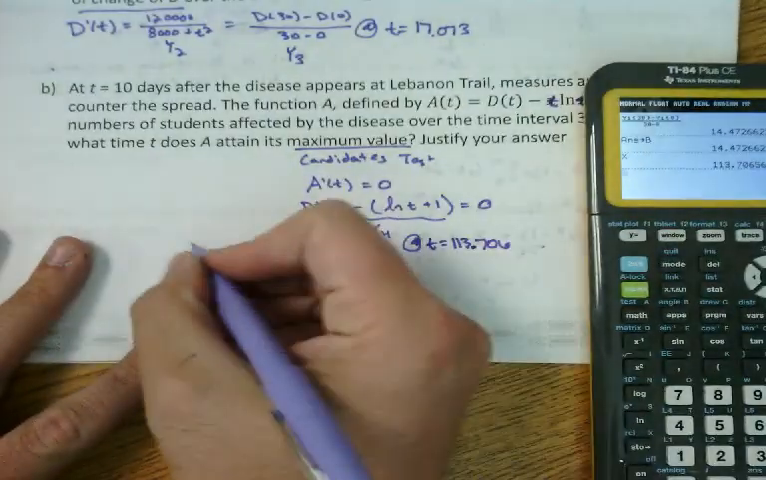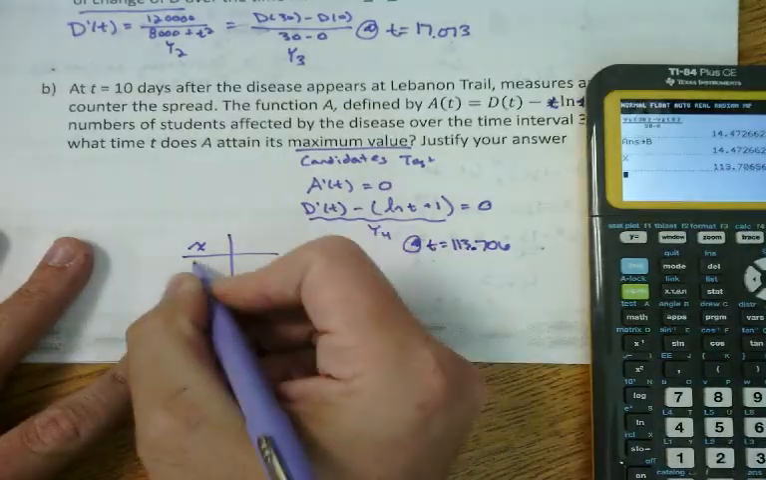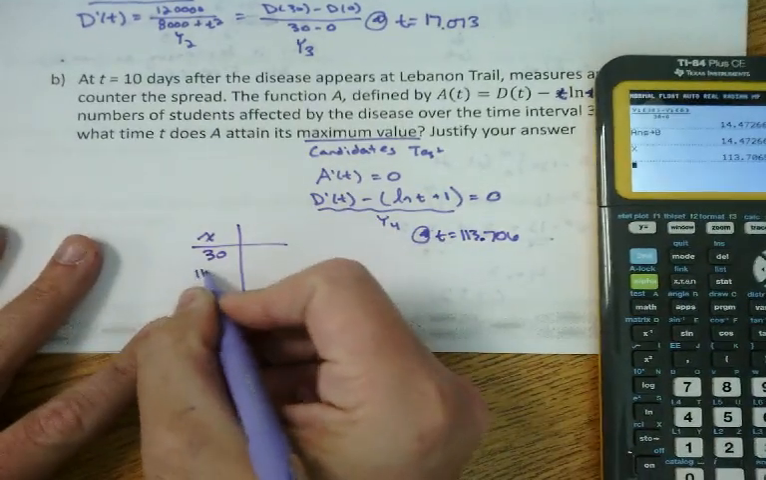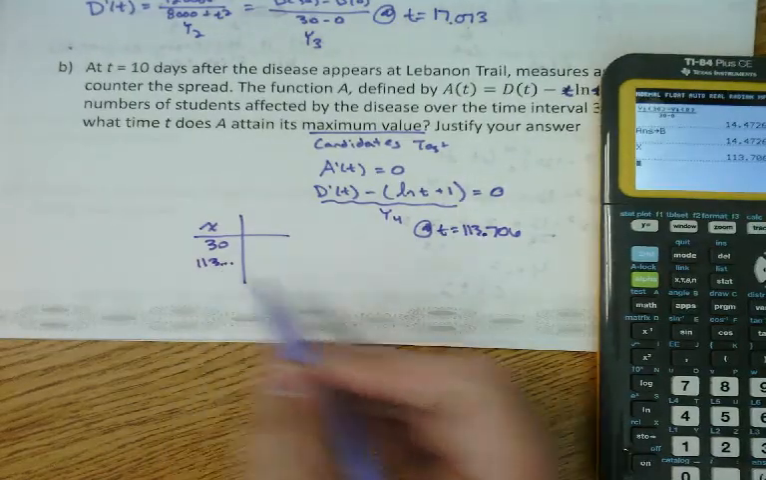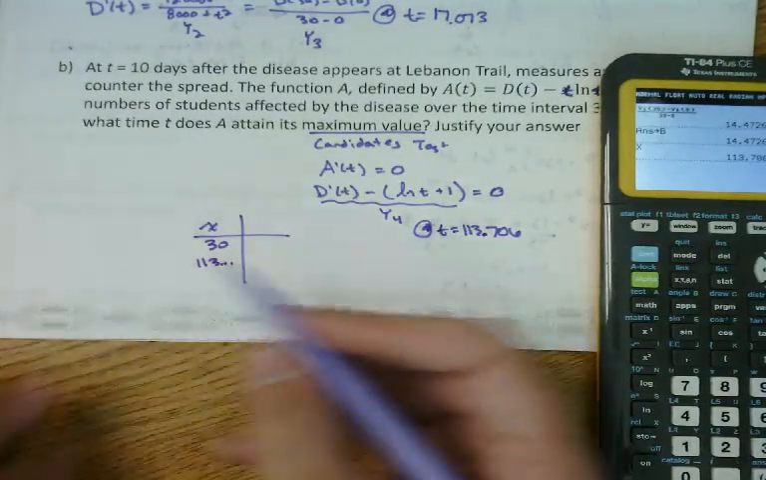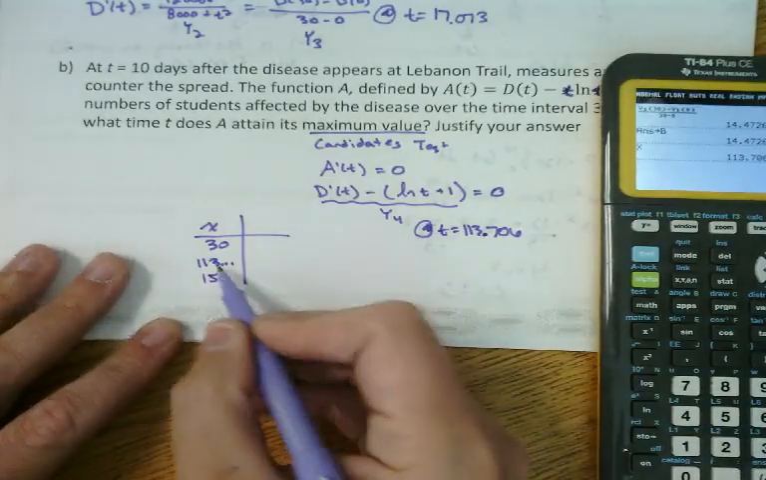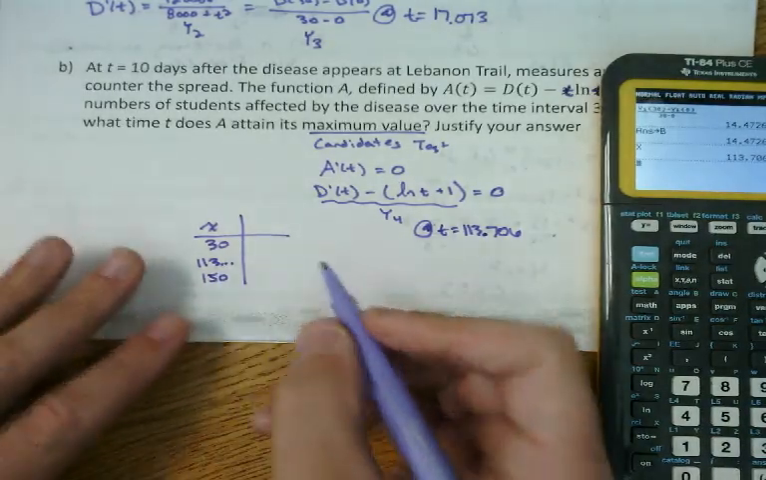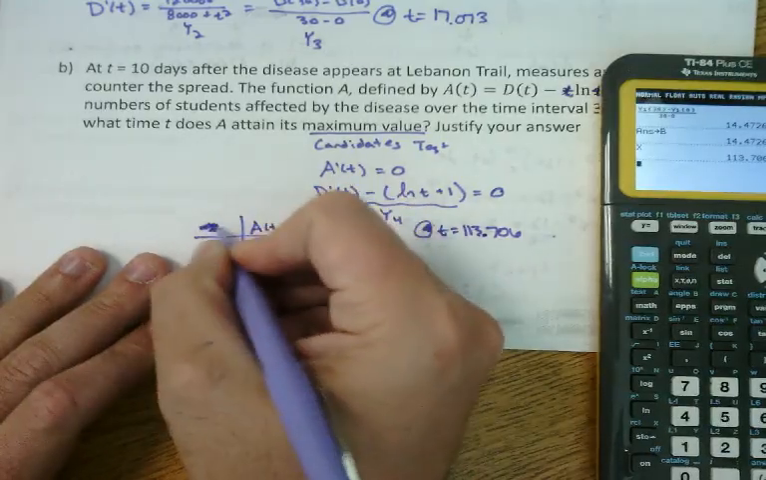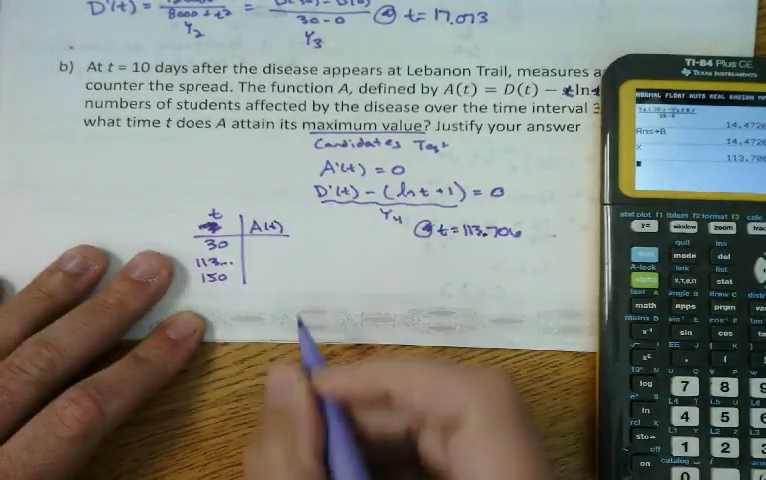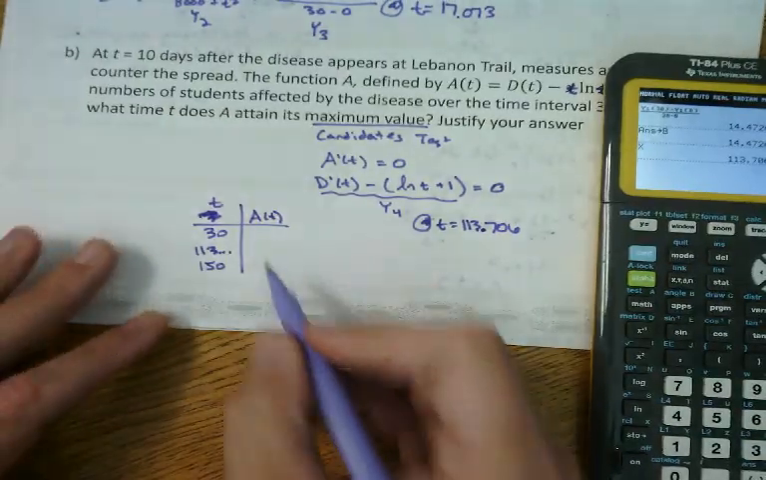For the candidates test, I'm going to make a chart here. So endpoint 30, we have this 113... I put the ... because I'm not just plugging in a 113. I'm plugging in absolutely everything. And then I have 150. If you don't plug in every single digit, you're going to lose credit. And then here is a... I don't know why I did X. This should be a T over here. My bad. Deal with it. We make errors in this video, and we're proud of them.